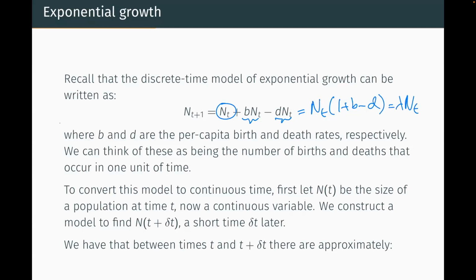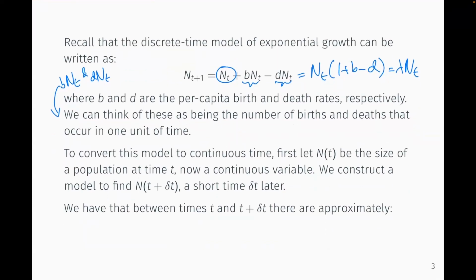So let me just edit this a little bit here. bN_t and dN_t are the number of births and deaths that occur in 1 unit of time. So b and d are the rates, but b times N_t is the number. So if we want to convert this into a continuous time model, how do we do that?